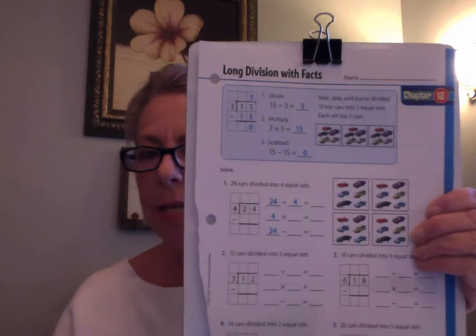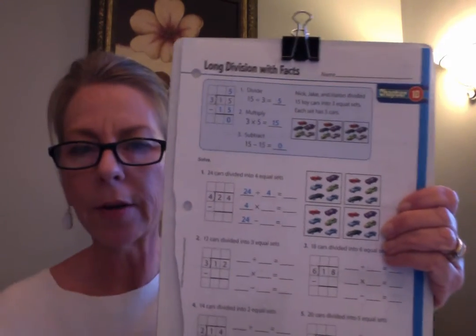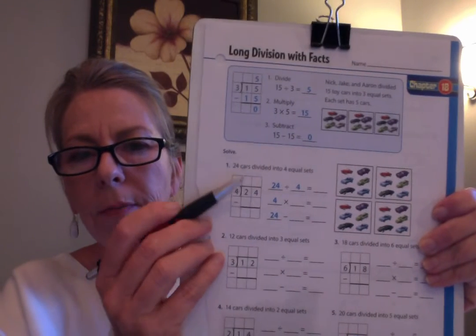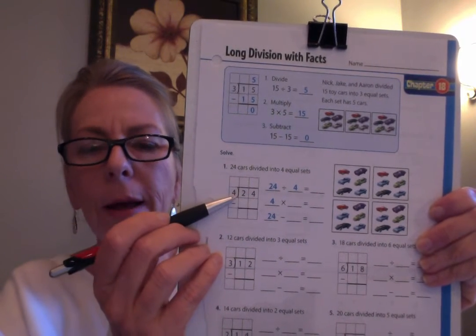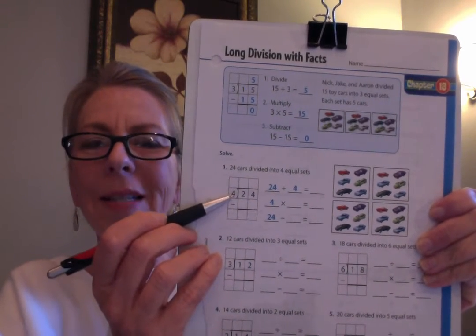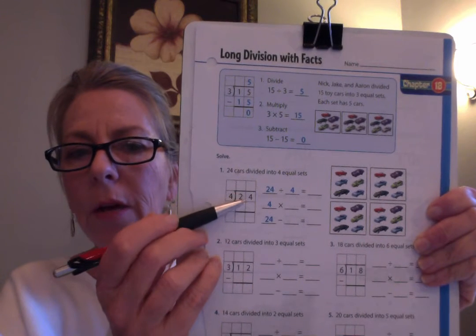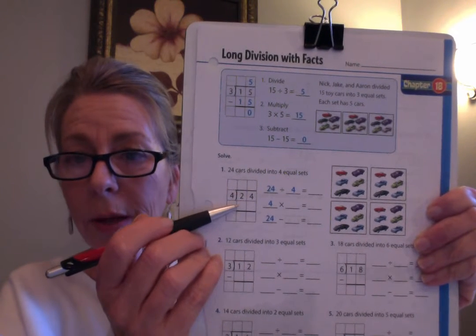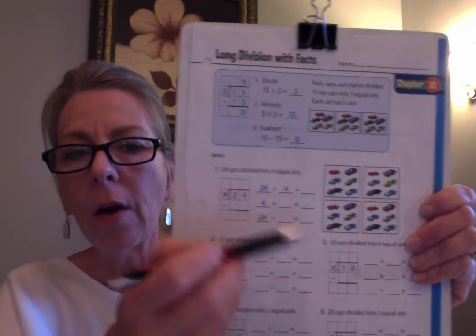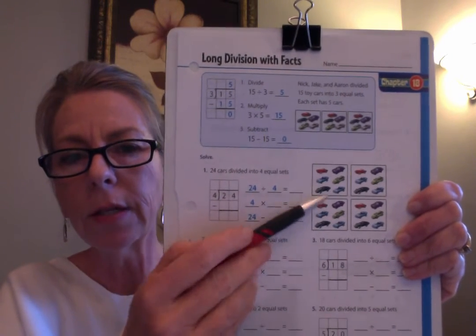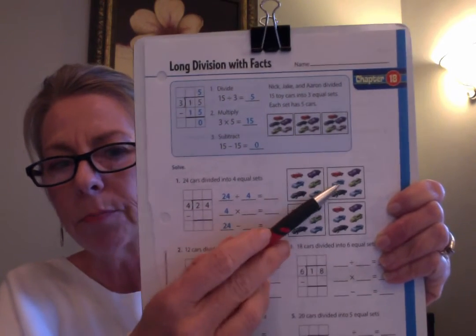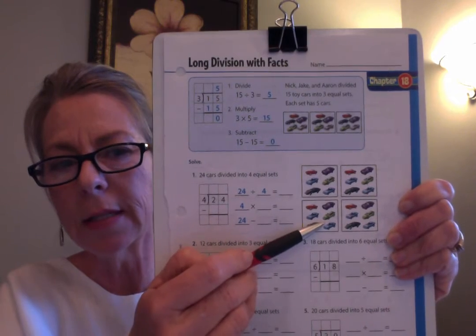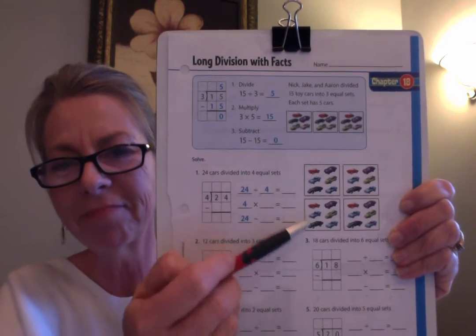Okay, so we're going to try some together and get used to using those patterns. So you know what the answer should be, right? If we have 24 divided by 4, we're thinking, what times 4 equals 24? You should be able to figure out that basic math fact. Let's look at the picture. We've got 24 cars, and they're put into 4 sets. And how many are in each set? Right, it's 6. So 24 divided by 4 equals 6.